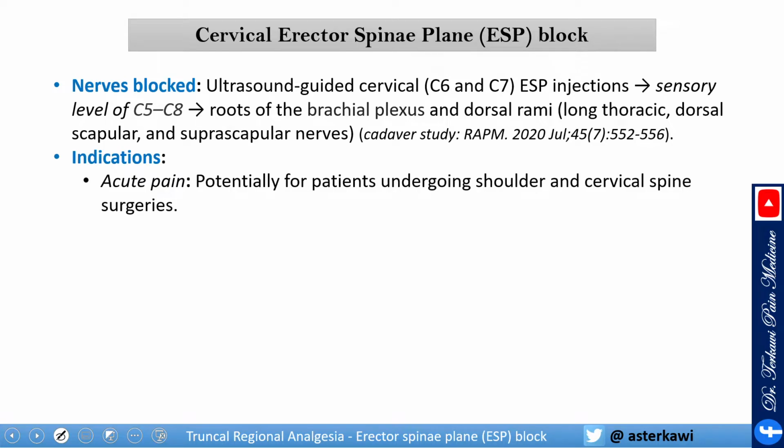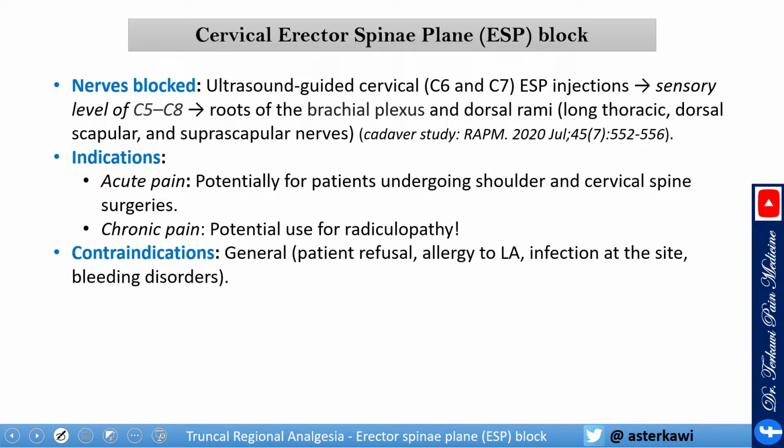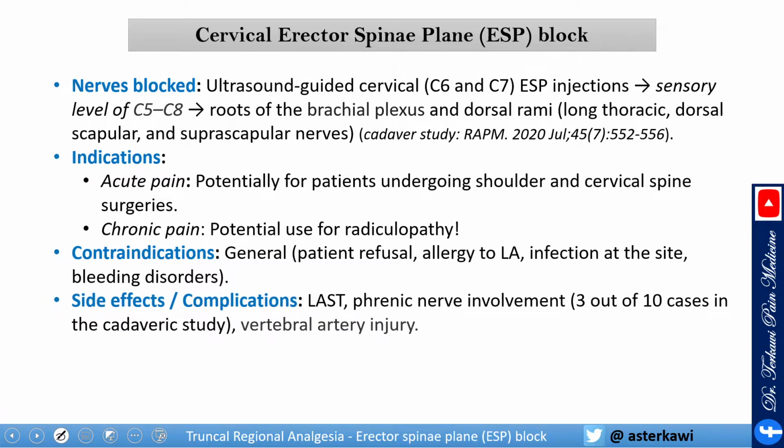Indication: this is a new block, so potential indications include shoulder surgery and cervical spine surgeries. It's still new, it's under investigation, and more research is needed. For chronic pain, a potential use is radiculopathy. Contraindications are general, as with any other block. Side effects or complications, interestingly, include phrenic nerve involvement. In a small cadaver study of 10 patients, 3 of them had phrenic nerve involvement, and also potentially vertebral artery injury.